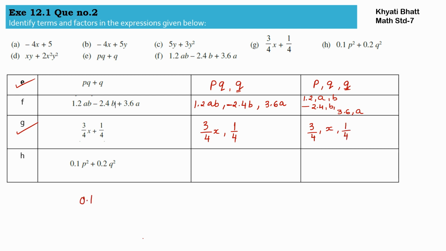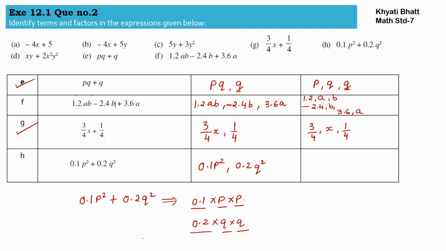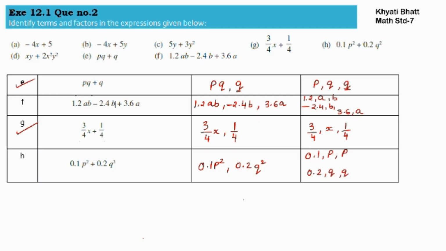Next comes 0.1 p square plus 0.2 q square. So there are two terms, 0.1 p square and 0.2 q square. Now let us separate this: 0.1 into p into p, so there will be 3 factors from this, and 0.2 into q into q, so there will be 3 factors from the second term.